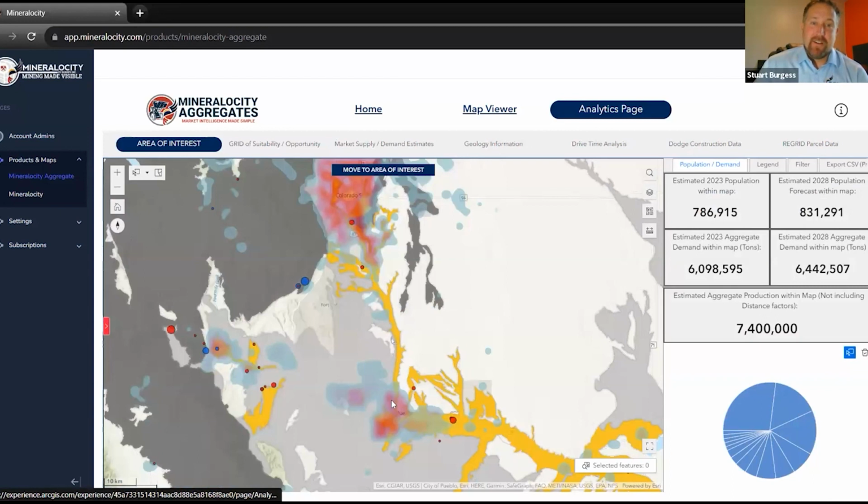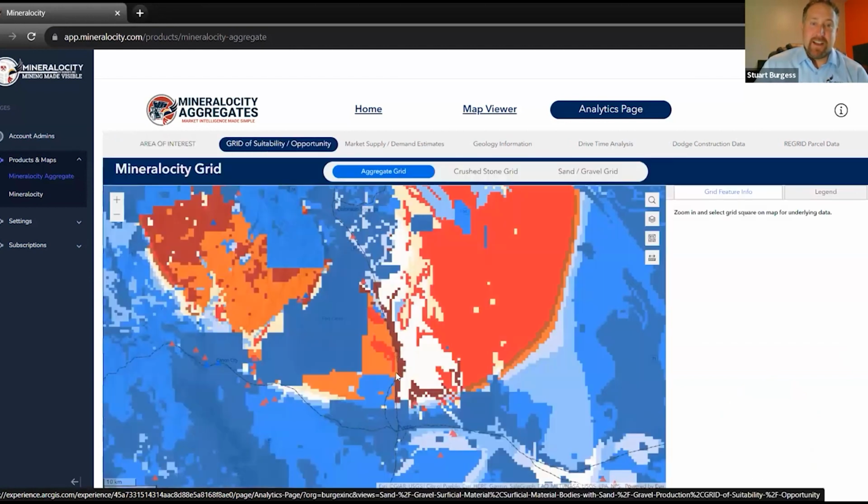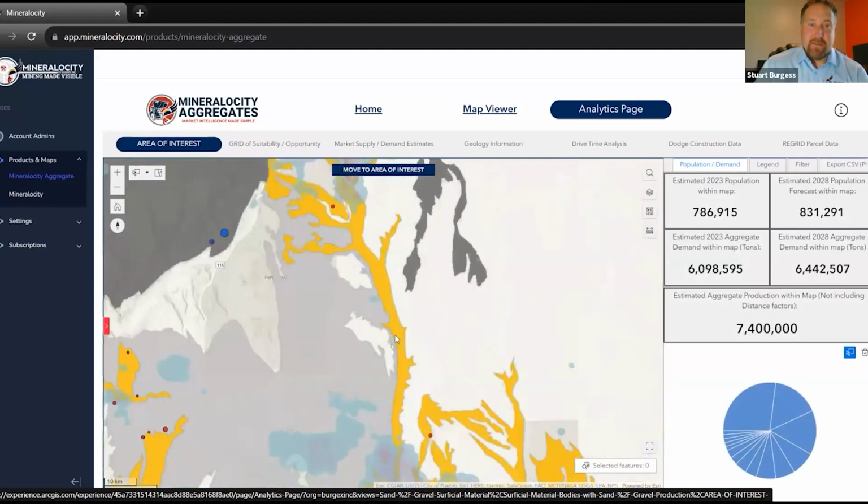There's this alluvial fan that kind of comes up through here that is favorable for sand and gravel production. There are already producers on this unit that you can see. And then in the grid, you can see it correlates. So let's take a little bit of a deeper look here.